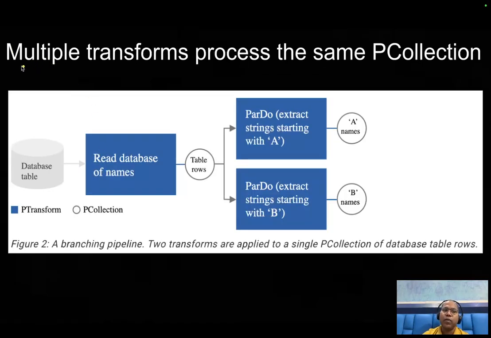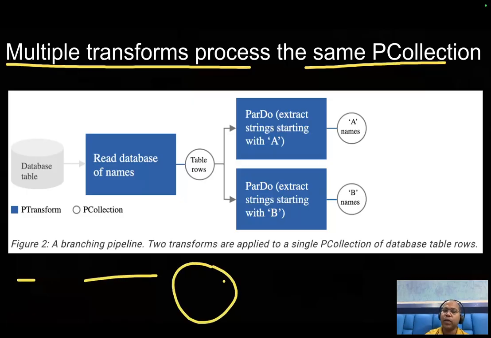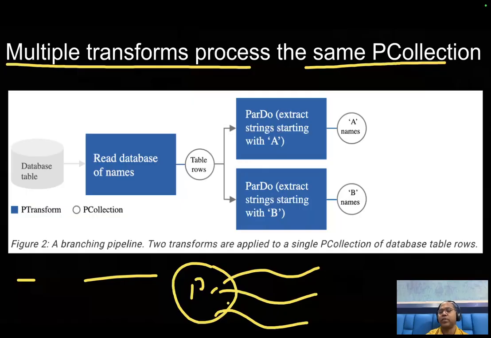Sometimes you have multiple transformation processes on the same PCollection. For example, we have a source, from the source you read data and make a PCollection, and on this PCollection you have one transformation, another transformation, and another transformation. So you can generate multiple transformations from one PCollection.